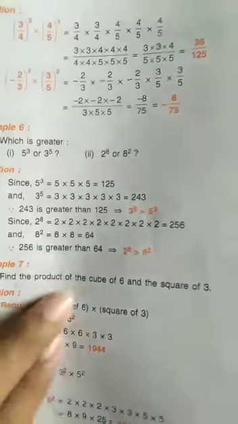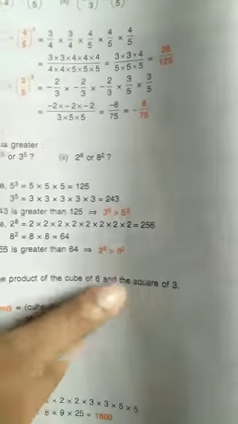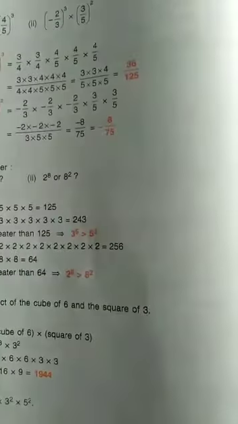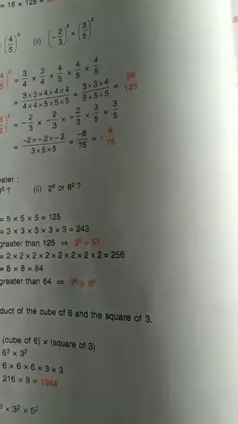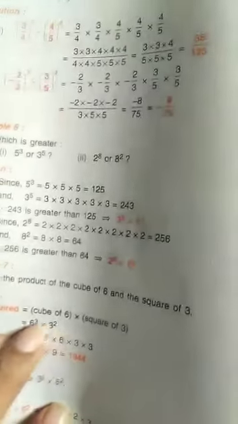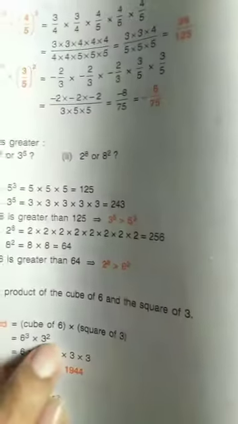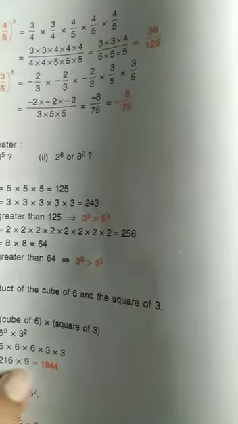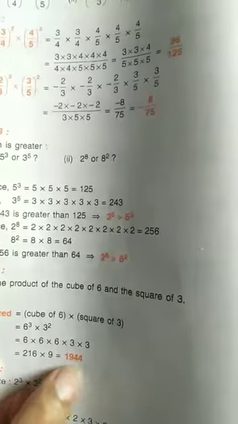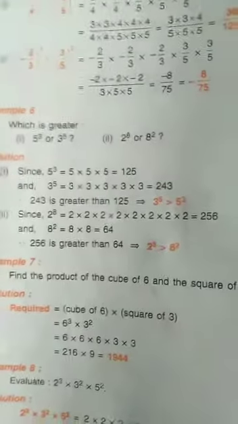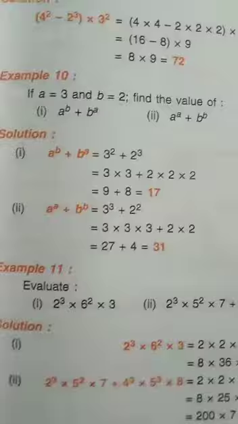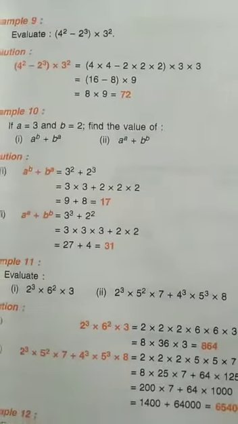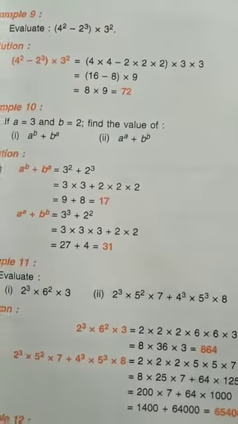Okay, so now find the product of the cube of 6 and the square of 3. Cube of 6 means 6 to the power 3. In case of cube, the power is always 3. And square of 3 means 3 to the power 2, because in case of square the power is always 2. So 6 to the power 3 into 3 to the power 2 means 6 into 6 into 6 into 3 into 3. So the overall result will be 1944.